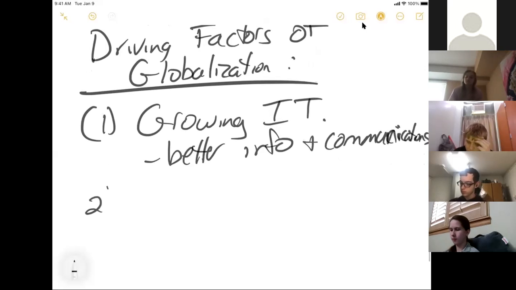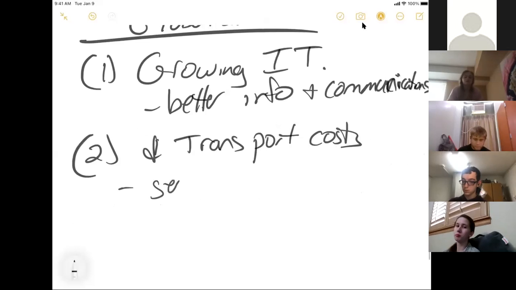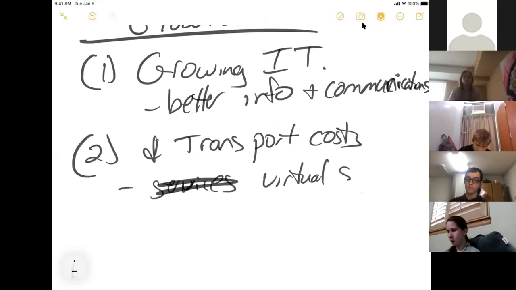But Sunny mentioned something else, which is also part of technology: the fall in transport costs. First off, there's the growth of virtual services. Now you can get services internationally, virtually, at very, very low cost. You can have somebody in India read your X-ray for almost nothing. That has significantly reduced the cost of using services across countries.